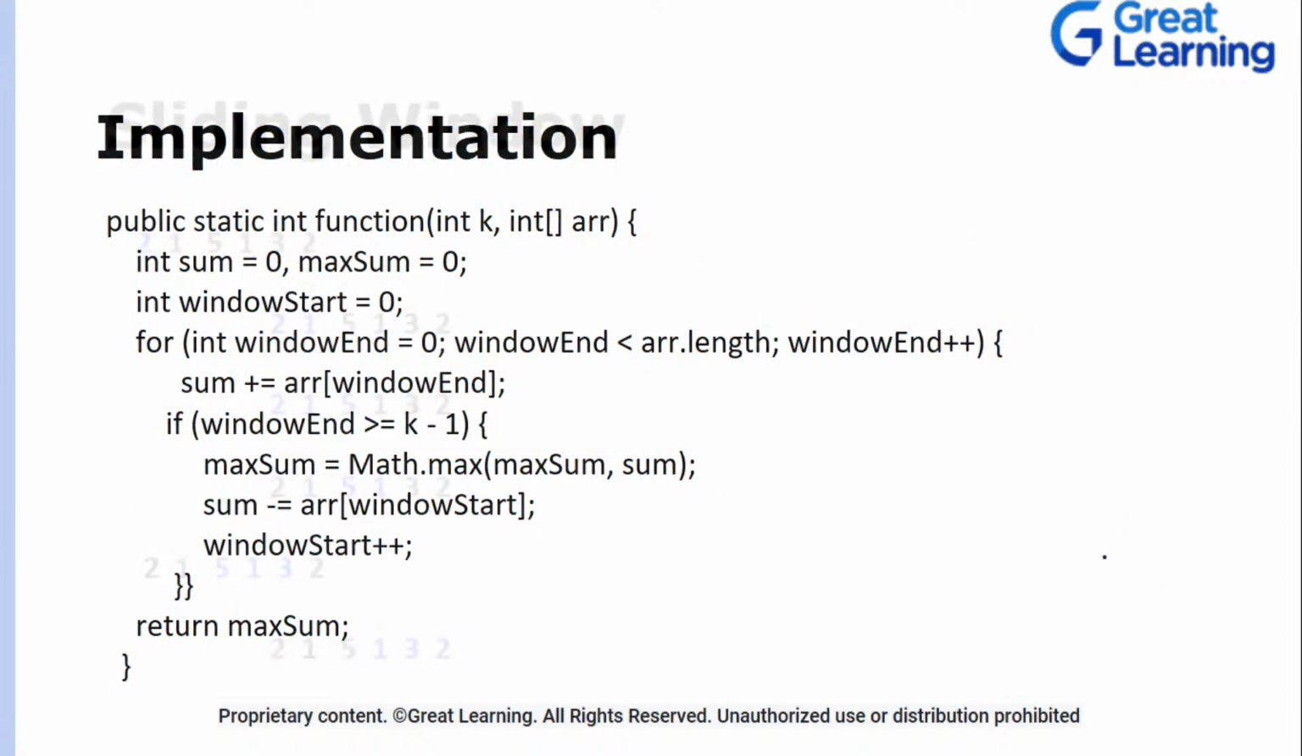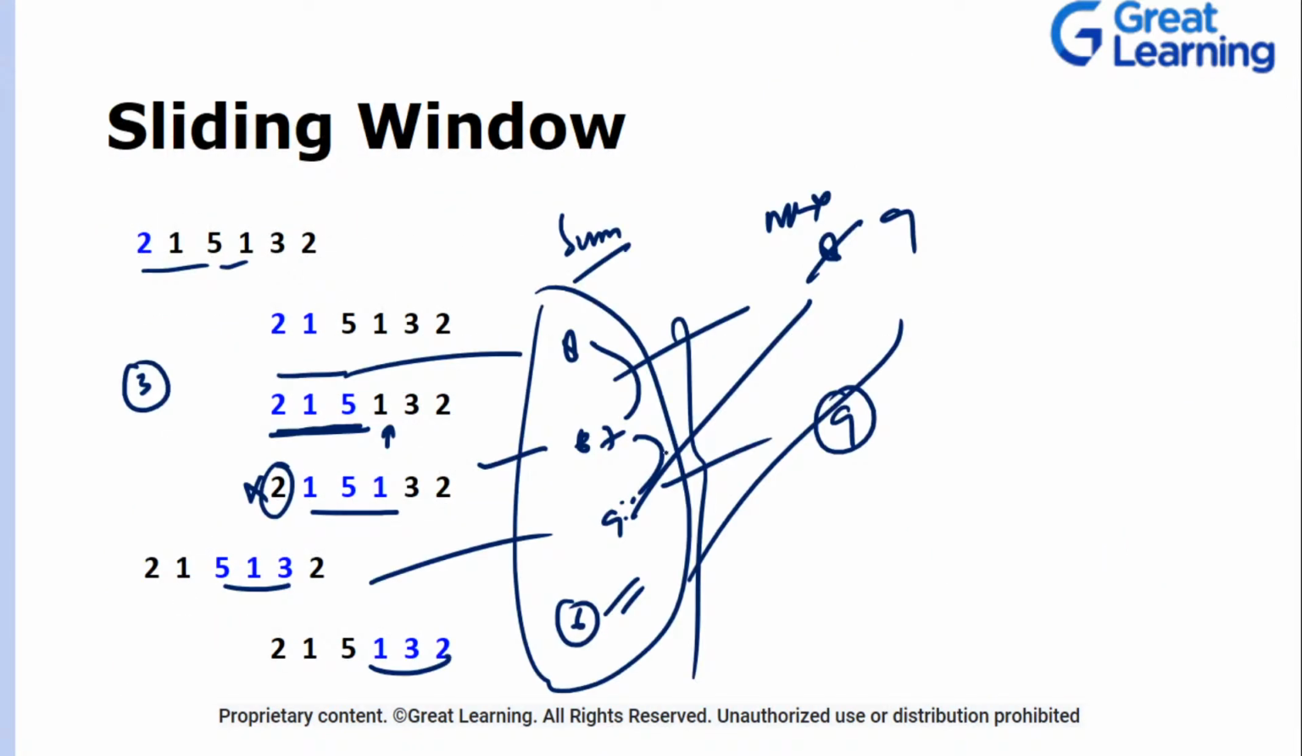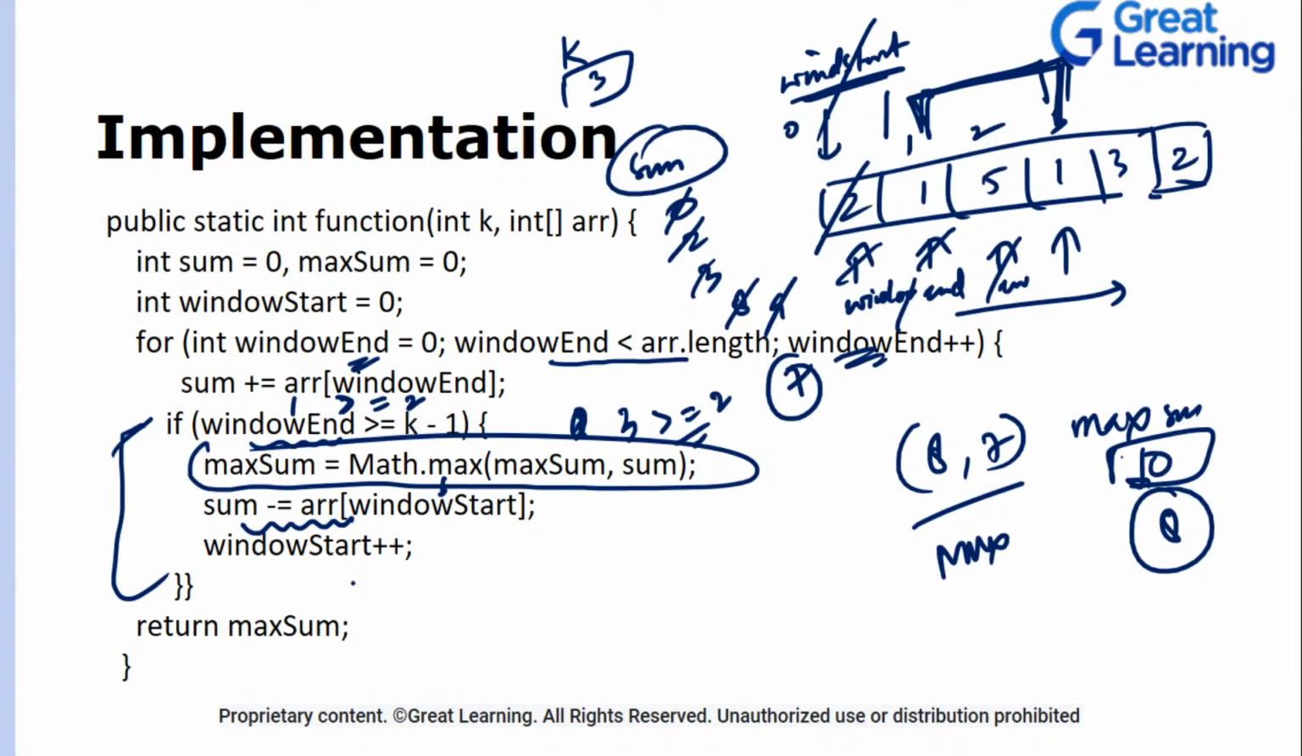Just like I told you, in this case you will be having these sums 8, 7, 9, and then you will be updating this maximum sum, and that's it. Okay, so you just do a dry run of it. Okay guys, so the intuition should be clear.